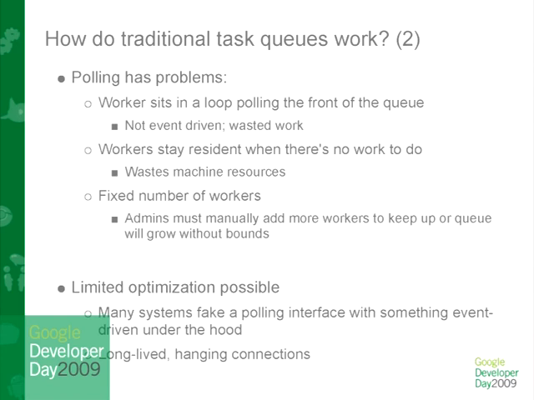And further, there are limited optimizations that are possible. So you're polling. Some people fix this by simulating a polling interface with an event-driven one. That helps. So you can make it a little bit better. You can also use long-lived connections to make it a little bit better. But by and large, polling, it's just terrible. So traditional task queues just waste a lot of resources. So we'd like to rectify that.